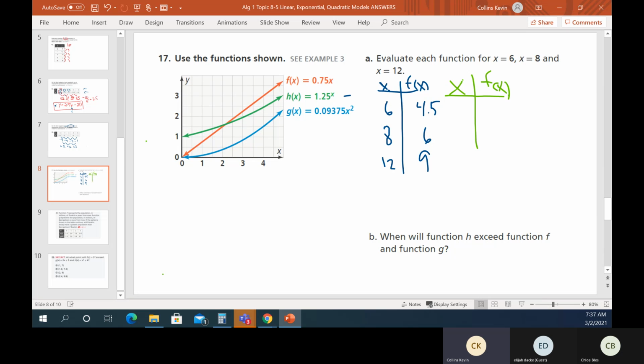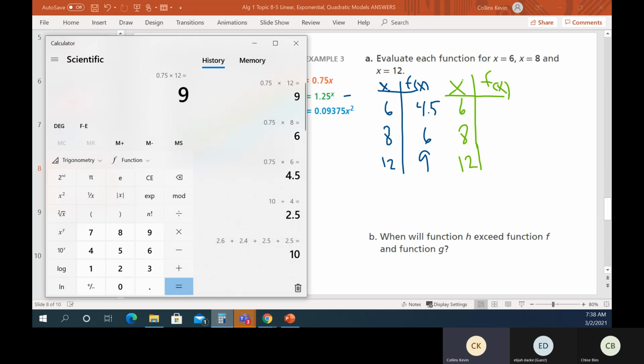All right, so the first guy, same thing. We're going to have 6, 8, and 12. All right, so let's go ahead and go back here. So clear it out. This time we're raising to a power, right? So the 1.25, and this raises us to a power, and our first one is going to be 6. We're just going to estimate this one. This is about 3.8.